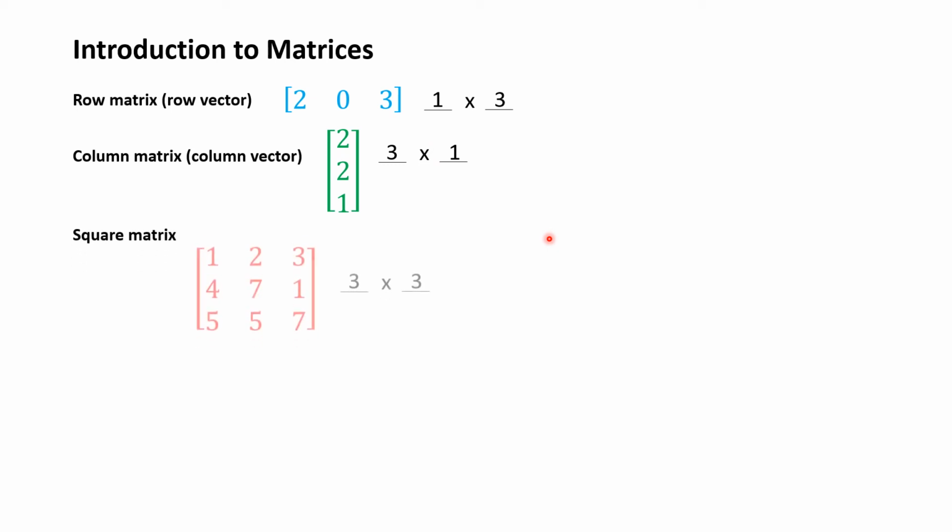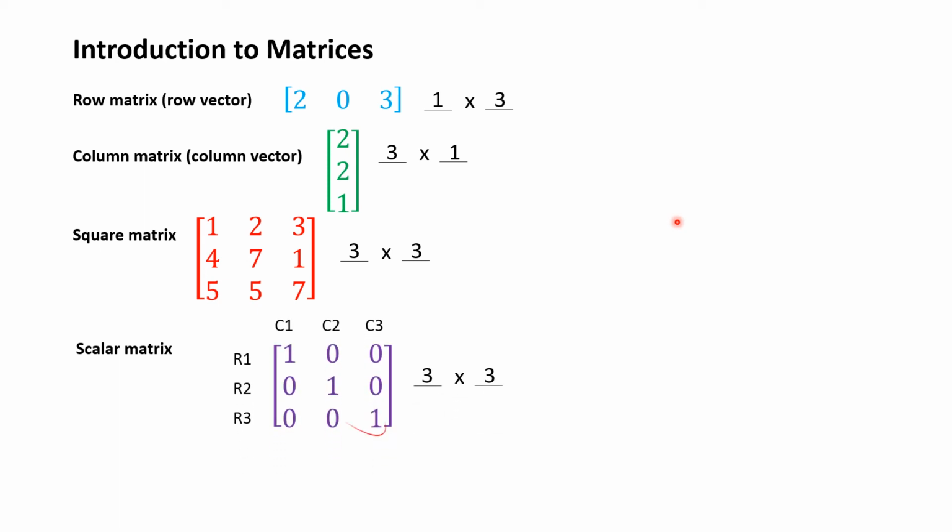A square matrix has the same number of rows and columns, so a 3 by 3 matrix. A scalar matrix is a matrix whose diagonal entries are the same. Diagonal entries are the entries that have the same row and column number. So C1,1 is equal to 1, C2,2 is also equal to 1, and C3,3 is also equal to 1. Therefore, we have a scalar matrix.